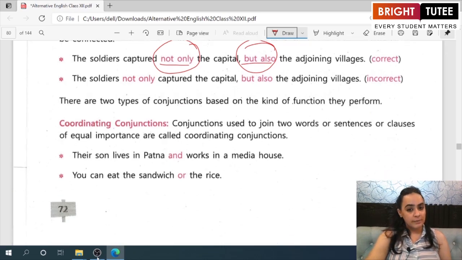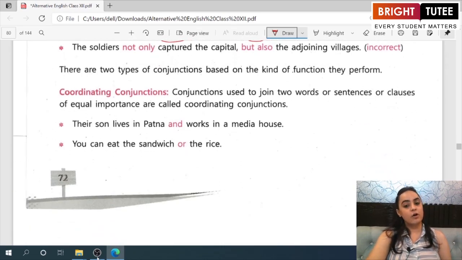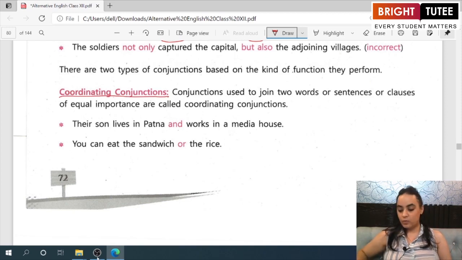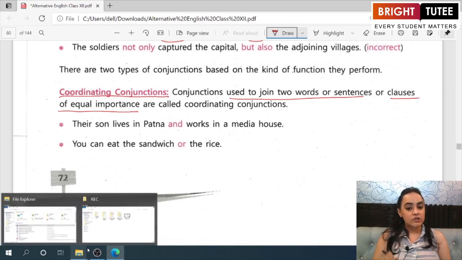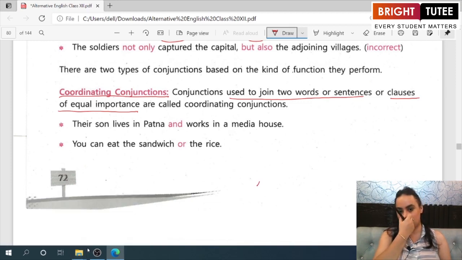Now, there are two types of conjunctions on the basis of the kind of function that they perform. First is coordinating conjunctions. Now, what are coordinating conjunctions? Conjunctions that are used to join two words or sentences or clauses of equal importance. So, two words or two sentences or clauses which are of equal importance when they are joined together, the conjunctions that we use to join them are known as coordinating conjunctions.